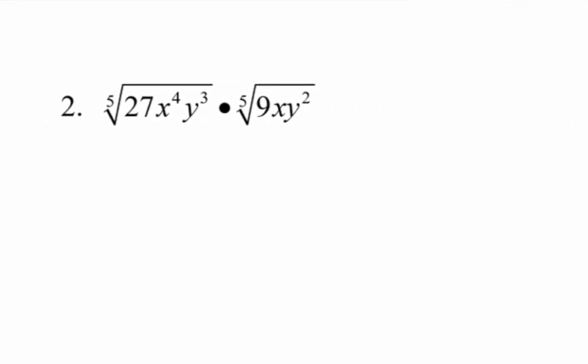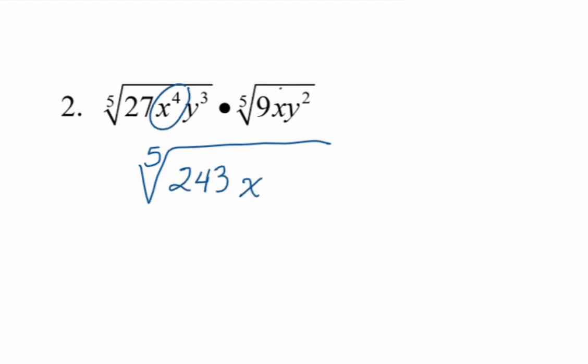Number 2, now our index is 5, so we're looking at fifth roots. And we're going to go ahead and multiply. So we're going to multiply 27 times 9. So we're going to multiply inside of the fifth root. Don't forget the index. Okay, 27 times 9 is 243. X to the 4th times x is x to the 5th. And y cubed times y squared is y to the 5th. And now the fifth root of 243.